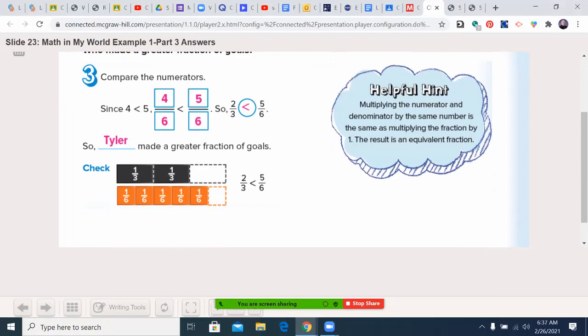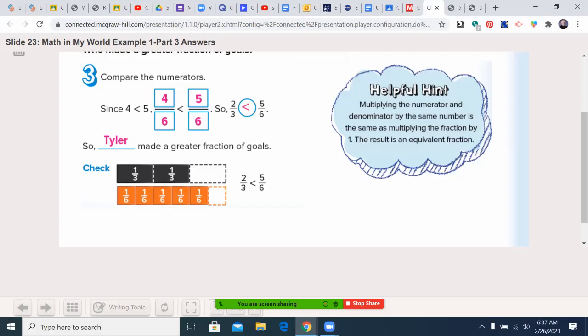We do need to have his name. You can see that we have fraction blocks here, 1/3 and 1/3, and 1, 2, 3, 4, 5, 6. You could add these by going 1 plus 1 plus 1 plus 1 plus 1. And because they're all over 6, we know that it's 1/6, 2/6, 3/6, 4/6, and 5/6.